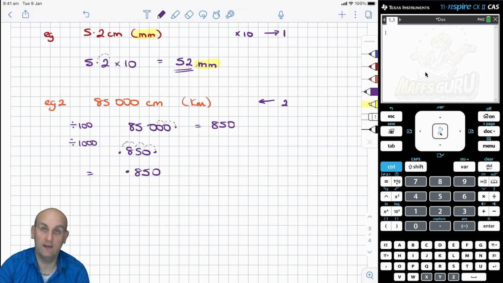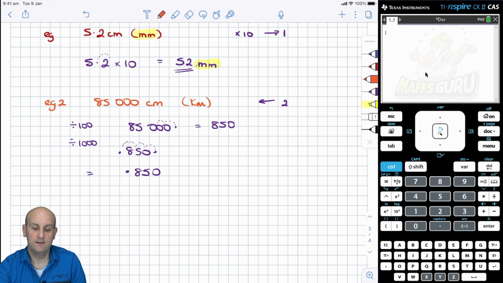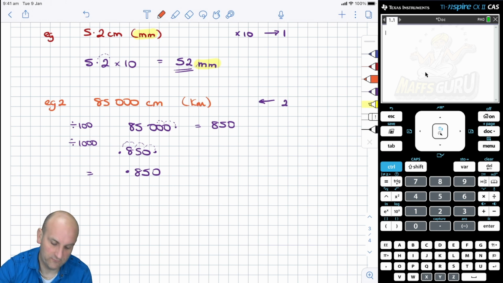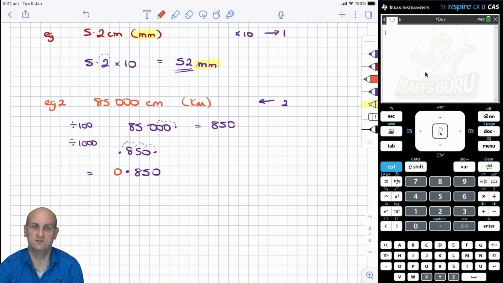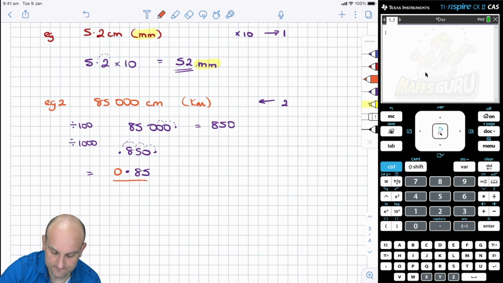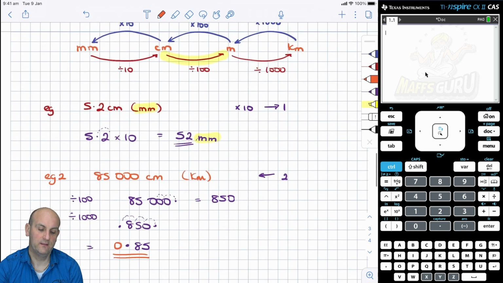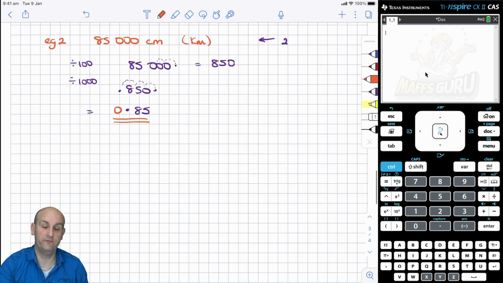And so in which case I get 0.850. Now again, as I said in the previous video, writing that is actually wrong. First things first, you can't just leave a decimal point floating at the start. It has to have a number in front of it, and that number is always 0 if it's just there on its own. And we know that trailing zeros do not need to be written as decimals. And ladies and gentlemen, there we go. That is how to convert from centimeters to kilometers.